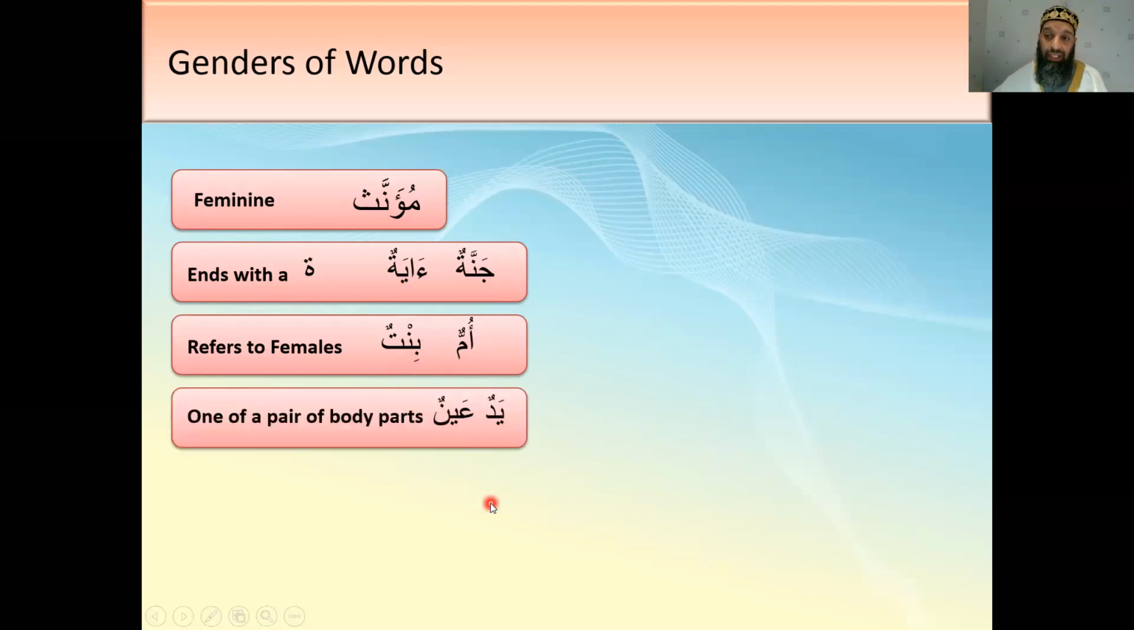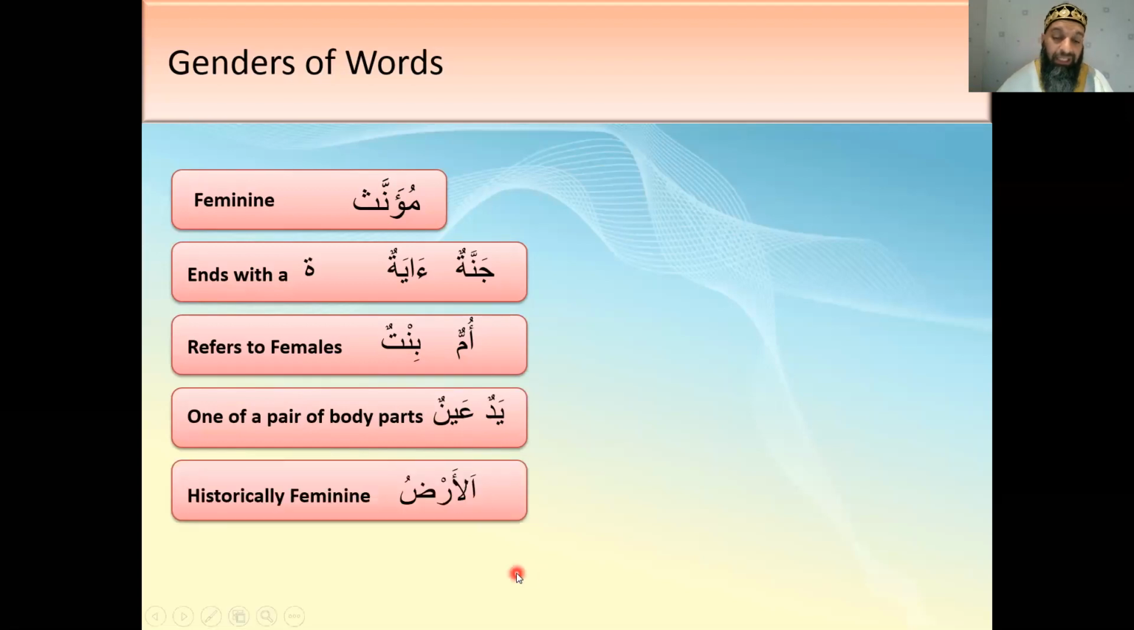Another way is any body part that comes in pairs. So hands are feminine, ears are feminine, eyes are feminine, nose is not feminine, masculine, feet feminine, kidneys feminine. That's the other way. And the last way is, as some people say, because the Arabs said so.